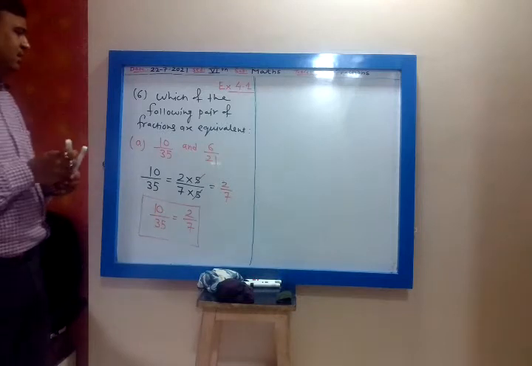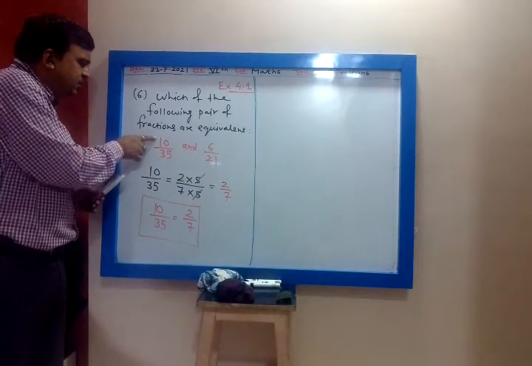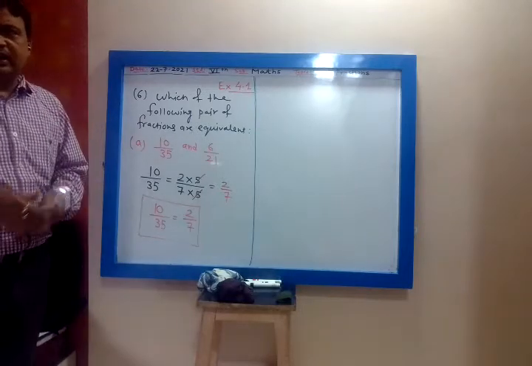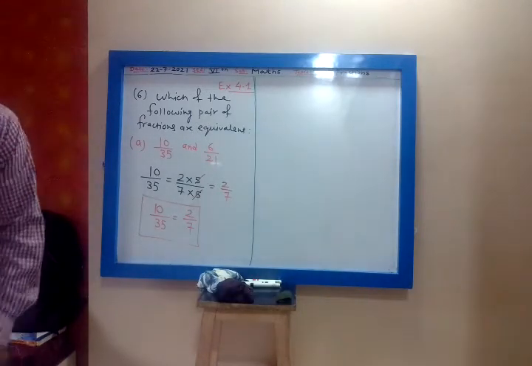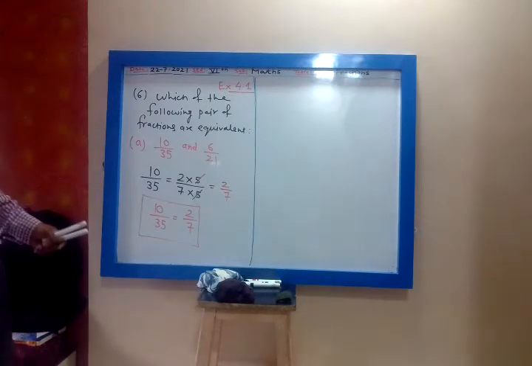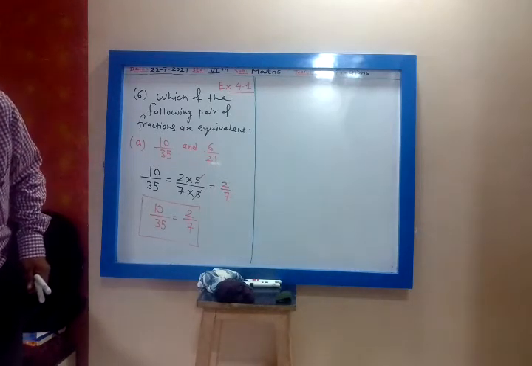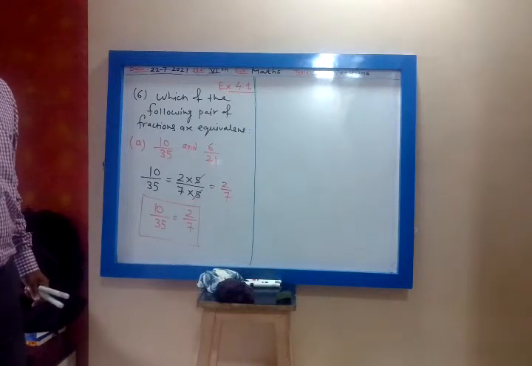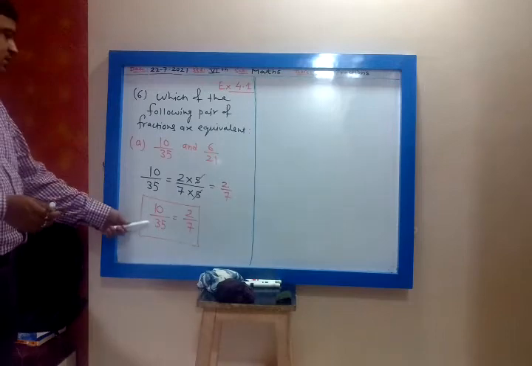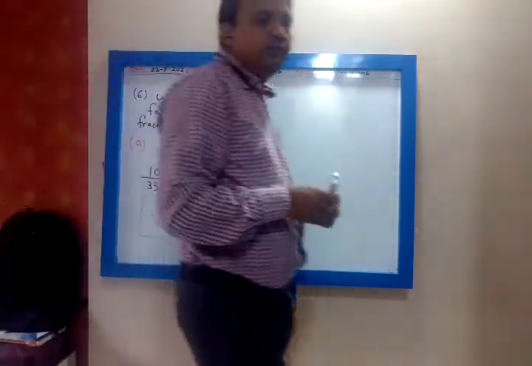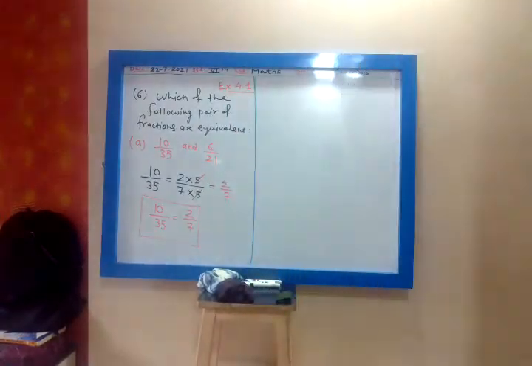Yes, my dear, we have to cancel the common factor of numerator and denominator. So 10 I can write 2 5s are 10 and 35 I can write 7 5s are 35. Then we can cancel the common term of numerator and denominator. So 10 upon 35 is 2 by 7. Let us check what is 6 upon 21.